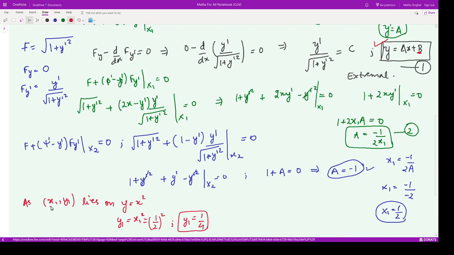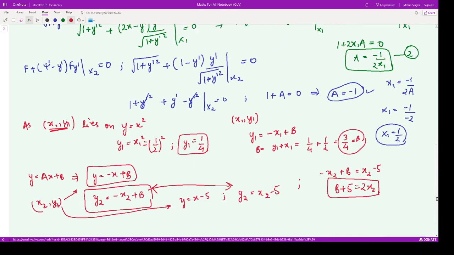So moreover, this point x1, y1 also lies on the extremal, correct? So in that case we would get y1 is equal to minus x1 plus b. So from here we can calculate b. b is equal to y1 plus x1. What is y1? y1 is 1 by 4 plus y2 is 1 by 2. So that would be, b would be 3 by 4. So this is b.